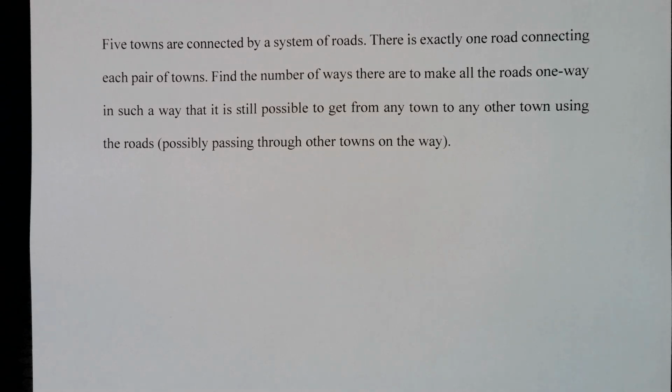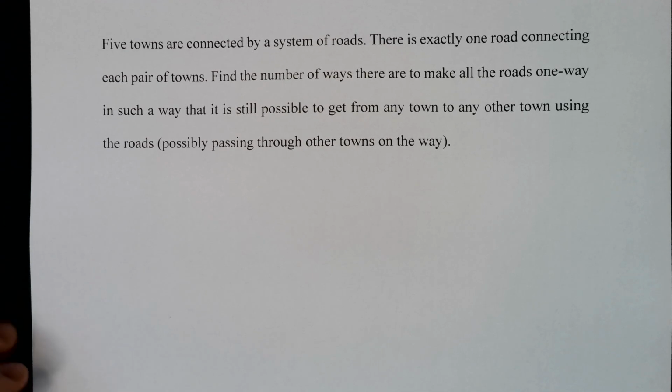Today we give you another question here, and as always, let's start off by first reading the question. So, 5 towns are connected by a system of roads. There's exactly one road connecting each pair of towns. Find the number of ways there are to make all the roads one way in such a way that it is possible to get from any town to any other town using the roads, possibly passing through other towns on the way. Now, to first start off this, we need to find out how many total roads there are.